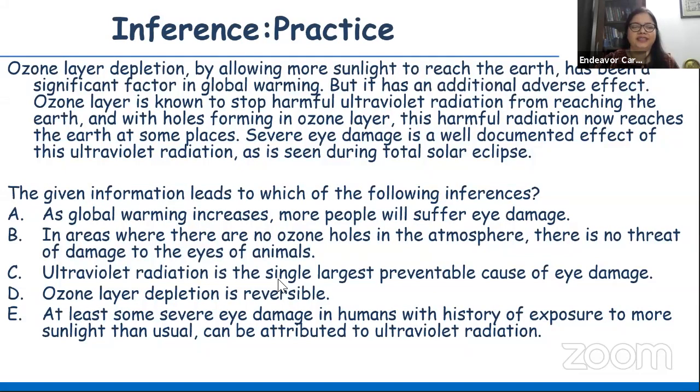All I can infer here is that at least some severe eye damage in humans with a history of exposure to more sunlight than usual can be attributed to ultraviolet radiation. Why? Because this harmful radiation now reaches the earth at some places. So at least in some places, some severe eye damage can be attributed to ozone layer depletion. Correct? So all I can infer here is option E. Okay, I hope this is clear to you.